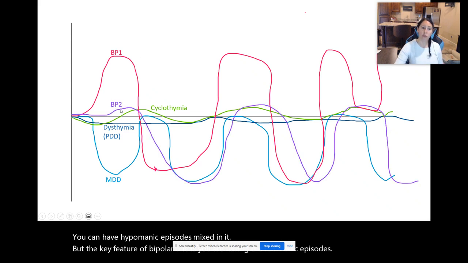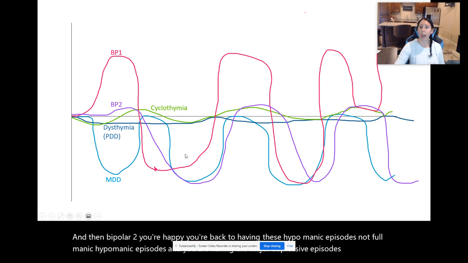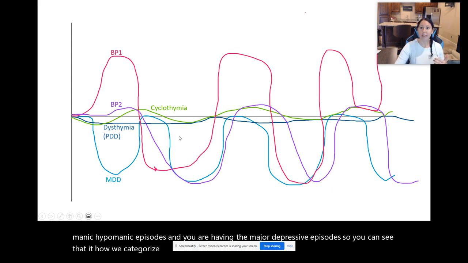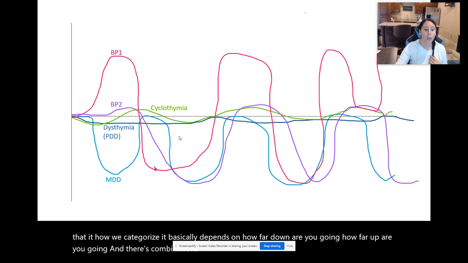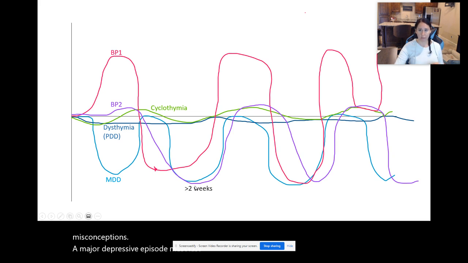And then bipolar 2, you're back to having these hypomanic episodes, not full manic, hypomanic episodes. And you are having the major depressive episodes. So you can see that how we categorize it basically depends on how far down are you going, how far up are you going, and there's combinations for each of these. Now to talk about length, and I'll get more into this in my next video where I clear up some misconceptions. A major depressive episode must last at least 2 weeks.